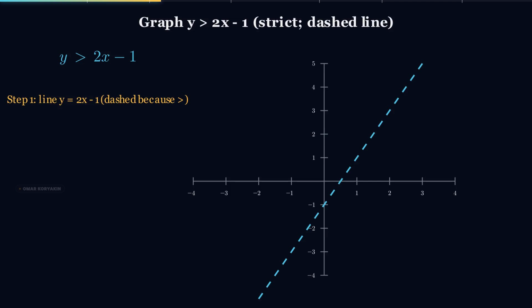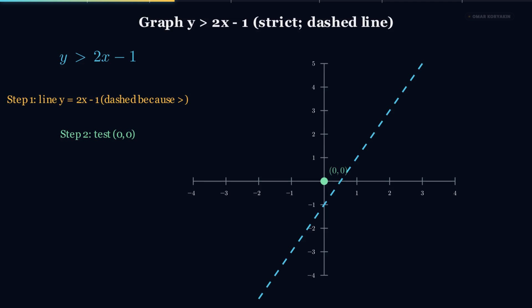The line is in slope-intercept form with slope 2 and y-intercept negative 1. Plot the y-intercept at (0, -1). Use the slope 2 to find a second point at (1, 1), and draw a line through the 2 points. Make the line dashed rather than solid because the original inequality is strict, meaning the points on the line are not part of the solution. Step 2. Pick a test point not on the boundary line.